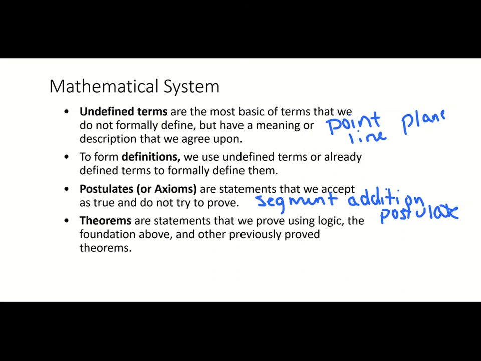And then our final type of part of a system are theorems. Theorems are statements that we prove using logic. The foundation above, so we use postulates, definitions, or undefined terms, or any other previous theorems. So theorems, we can prove it's true. We write a formal proof for it. One of our famous theorems that you guys probably have worked with before would be like the Pythagorean theorem. And we'll look at lots of different theorems during the course of this geometry class.